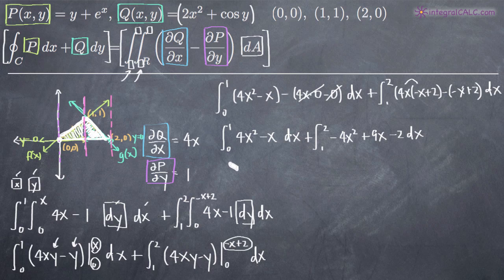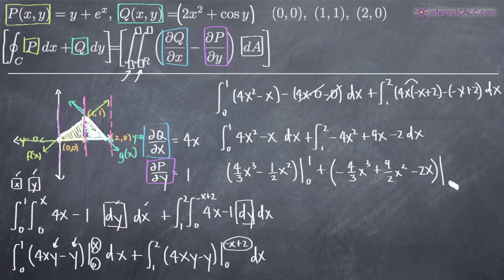So here, when we integrate with respect to x, we'll get 4/3 x cubed minus 1/2 x squared, and we'll be evaluating that on the range 0 to 1. Then we add to that, we'll get negative 4/3 x cubed plus 9/2 x squared minus 2x, and we'll be evaluating that on the range 1 to 2. All right, and just a little bit more room here.